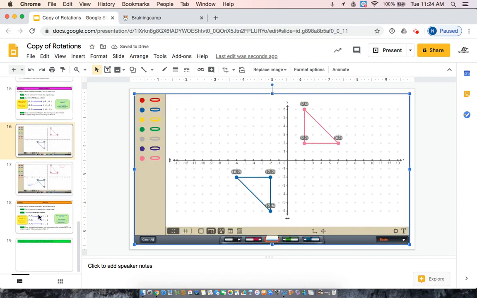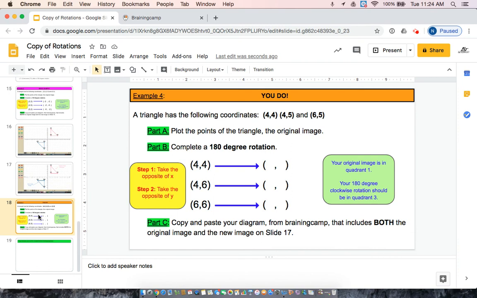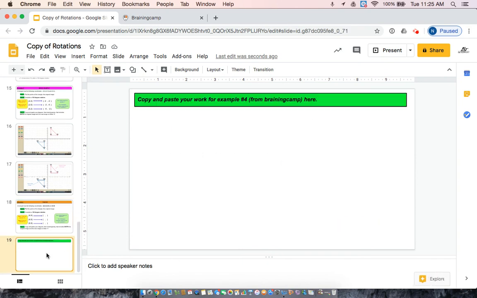Okay, you guys now are going to complete the 2 You-Do problems on this Google slide. As always, plot those original coordinates that I give you first, then follow the rules to find your new points for the rotation, and then plot those new points to get your second image, and then finally copy and paste your Braining Camp board on the following Google slide right here. Okay, guys, as always, if you have any questions, please don't hesitate to ask.